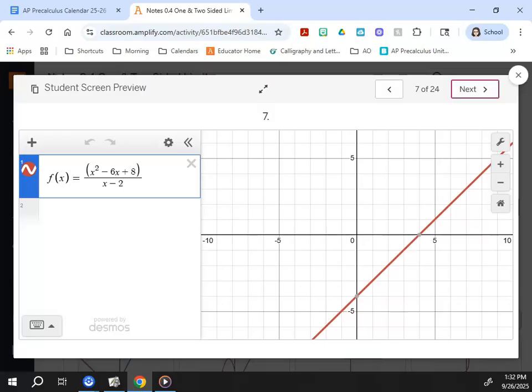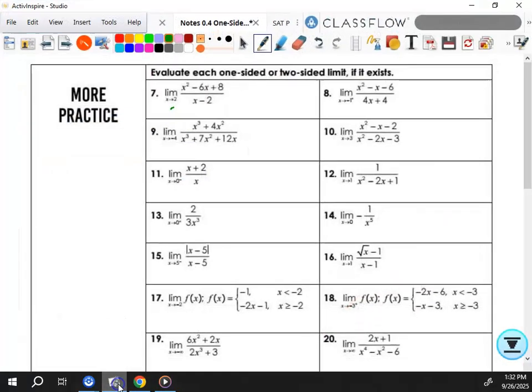In Desmos, it doesn't really show that it's a hole. It just shows that it's undefined when you click there. But as I approach 2 from the left or from the right, what's my limit going to be? -2, because it's the y value.